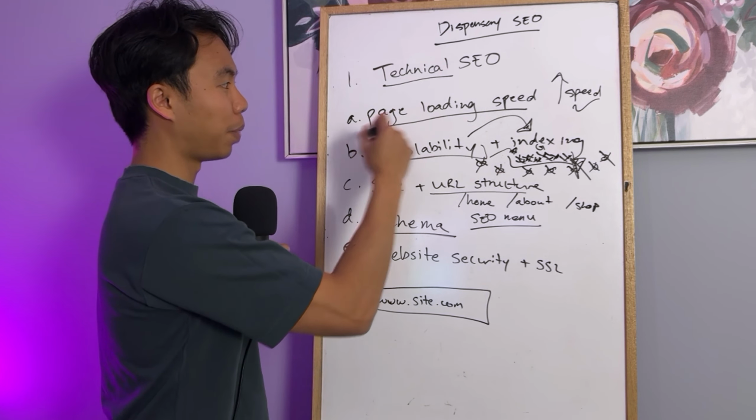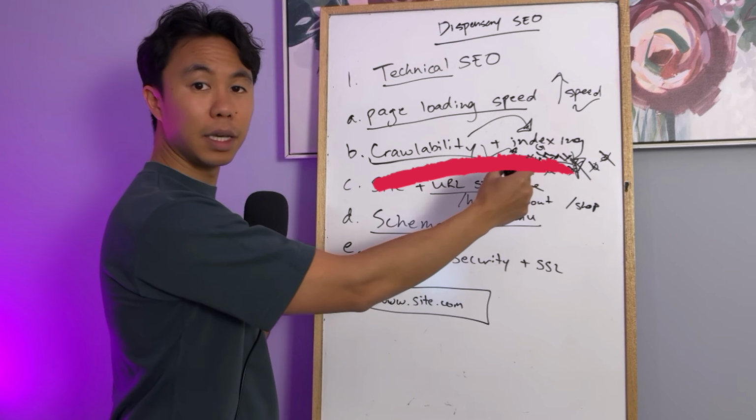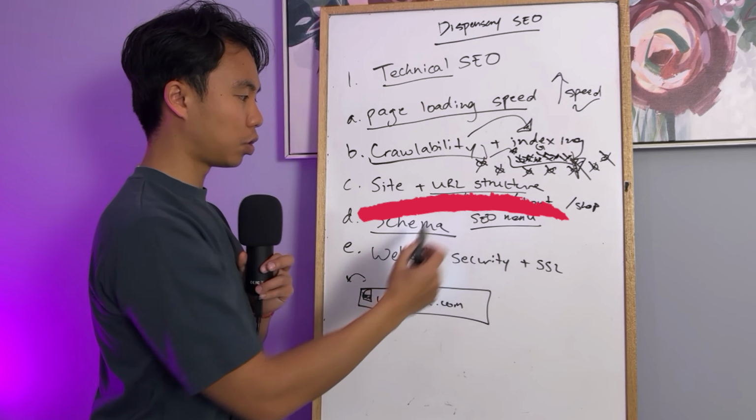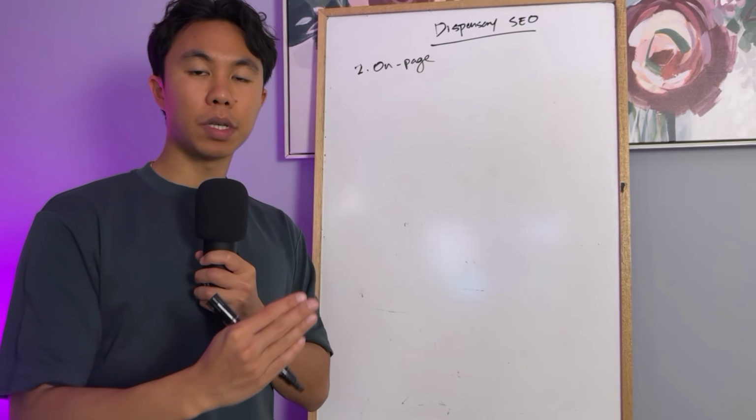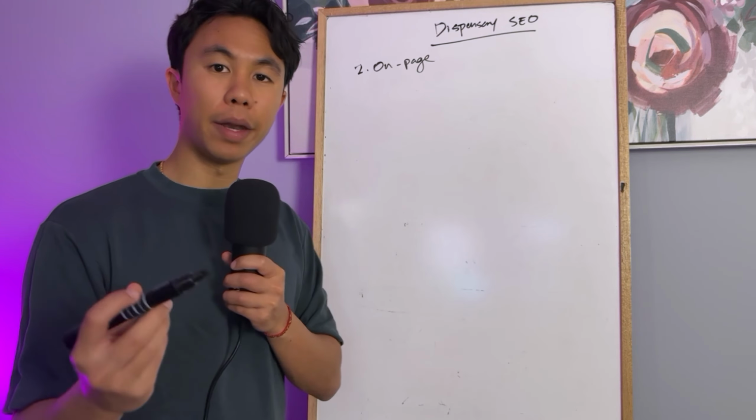Overall, we have your page loading speed, your crawlability and indexing, your site and URL structure, your schema, and then your website security and SSL. We just touched on technical SEO, and now we're going to focus on on-page SEO.